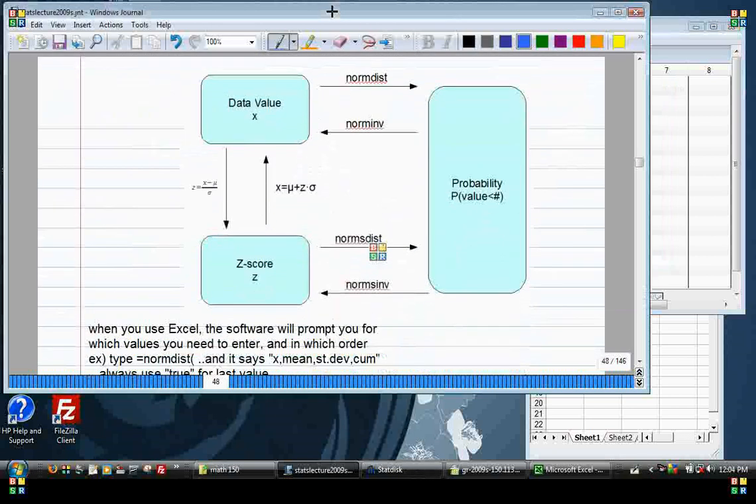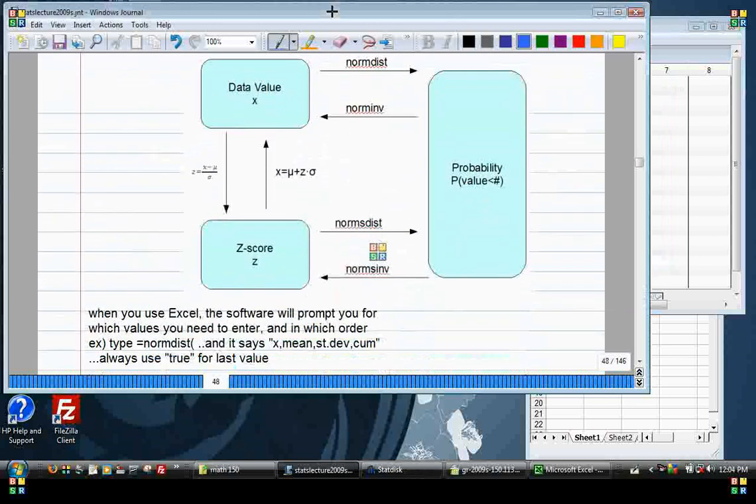On this chart, first of all, I've written down the Excel formulas because those are the things that you really have to remember. Of course, if you use Statdisk, there's nothing to remember. You just type it in and hit evaluate. It's all there. The only shortcoming of Statdisk is that it can only go from z-score to probability and back. With Statdisk, you cannot go between data value and probability. That's something to keep in mind.